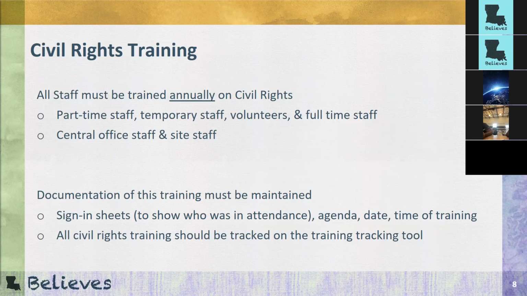Civil rights training is required annually for all staff. This includes full-time staff, part-time staff, temporary staff, central office and site staff, and volunteers. Documentation for civil rights training must be maintained for 3 years, plus the current year. Documentation must include sign-in sheets, agendas, and dates and times of training.